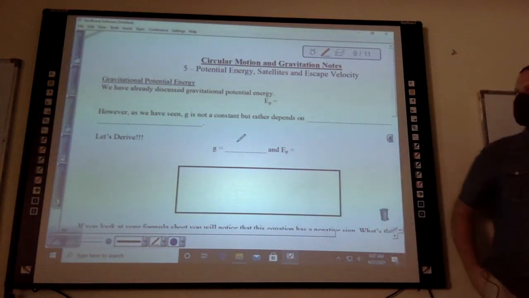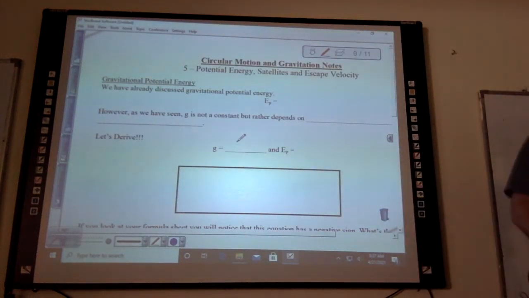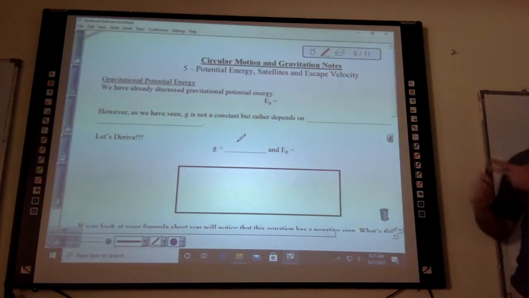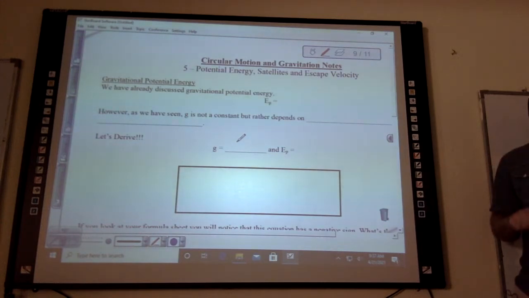All right, so this is the last section of notes here. This one is going to relate now to potential energy. So we've related this unit to dynamics with forces and gravity and tension. We related it obviously with kinematics. We had some kinematic stuff in there. And now we're going to relate this to energy.